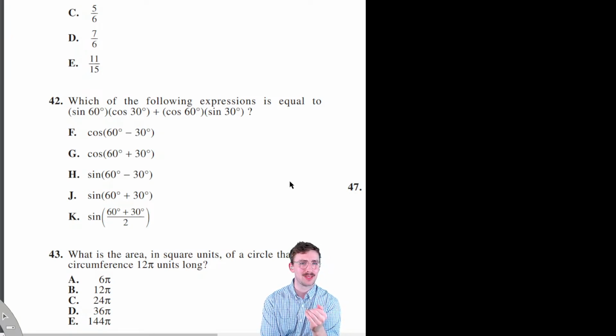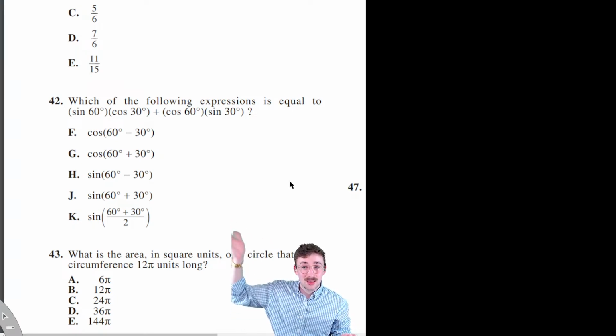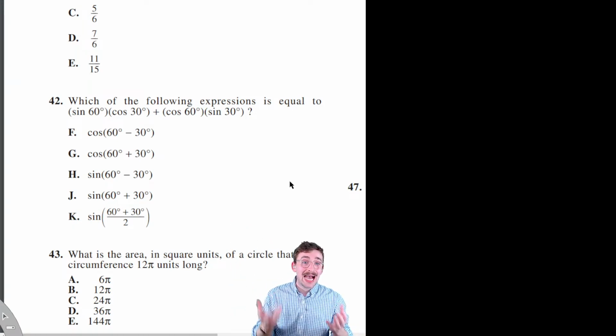I bet it's something like sine 30 plus cosine 30 or cosine 60. Or maybe it's like sine of 90 or cosine of 90. I bet it's one of those identities where, if it adds up to 90, you can break it up into 30 and 60, and this thing is true. Yeah, something like F, G, H, or J. I don't know which one is which.